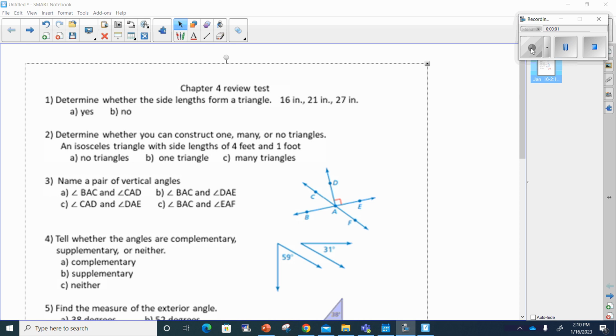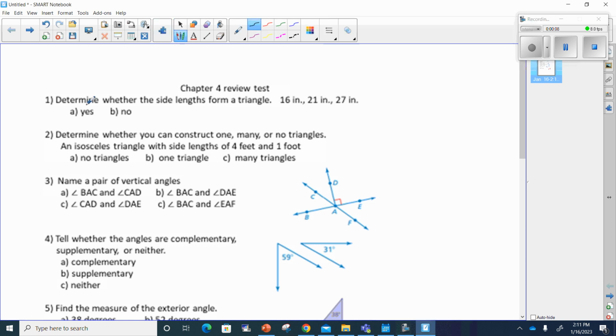Right, my 7th grade advanced class. Let's go ahead and prep for this test doing the chapter 4 review. All right, starting with number 1, I see that it says determine whether the side lengths form a triangle. This one says 16 inches, 21 inches, and 27 inches.